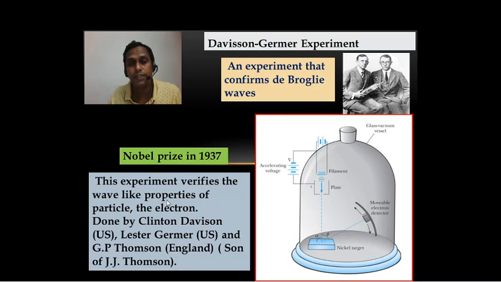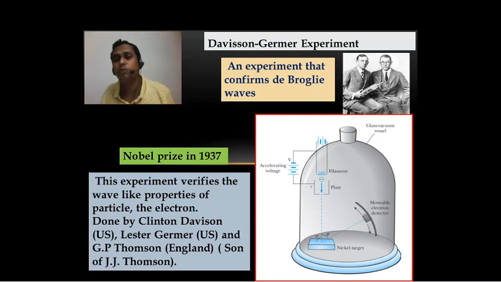Thomson is no one other than G.P. Thomson, the son of J.J. Thomson. I think you may have heard about J.J. Thomson, who discovered the electron, and he says that the electron is a particle. And his son G.P. Thomson proves that the electron is a wave. J.J. Thomson receives a Nobel Prize for his contribution on the electron as a particle, and G.P. Thomson also shares in the Nobel Prize for proposing that the electron is a wave. Father proposed that the electron is a particle, he receives a Nobel Prize. Son proposes the electron is a wave, he also receives a Nobel Prize.